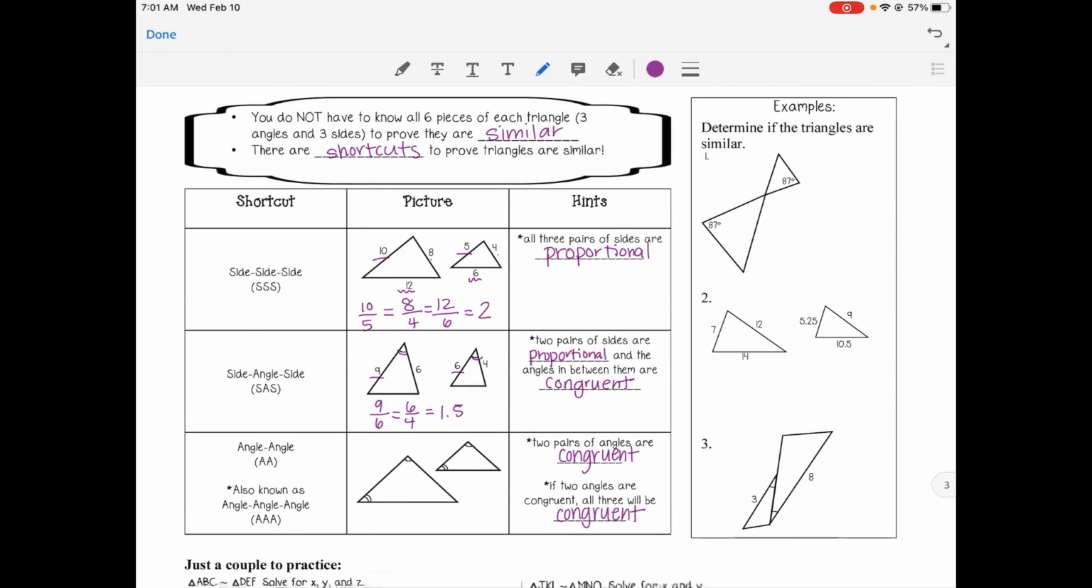So let's look at these examples and decide, are these triangles similar? If so, you've got to tell me what shortcut proves it. So we've got a set of angles, and looking at the diagram, we also have vertical angles. So these triangles are similar by angle, angle.